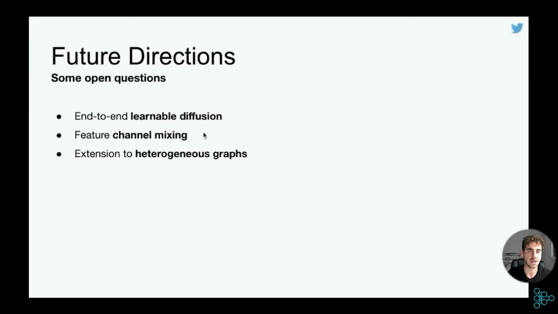But clearly, you can think that a feature could be informative to reconstruct another feature. So it would be interesting to do this mixing. And also, this method only works on graphs where you have a single type of edge and a single type of node. So it would be interesting to have an extension that works on heterogeneous graphs.